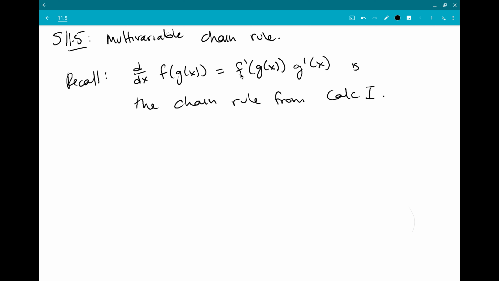And so you're used to this idea that if you have multiple dependencies of a function, you can deal with that by taking products of derivatives. But in the context of Calc 3, we don't just have things like g of x, f of x.